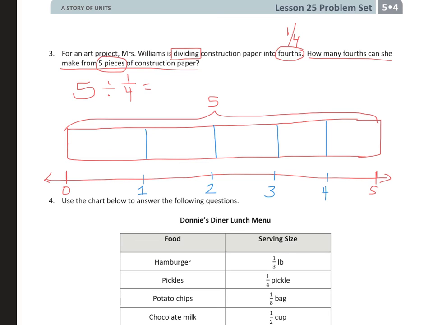So now let's think about this. We have to take each whole and break them up into fourths. So we need to do 3 lines in the first whole. I'm going to replicate that on the number line.